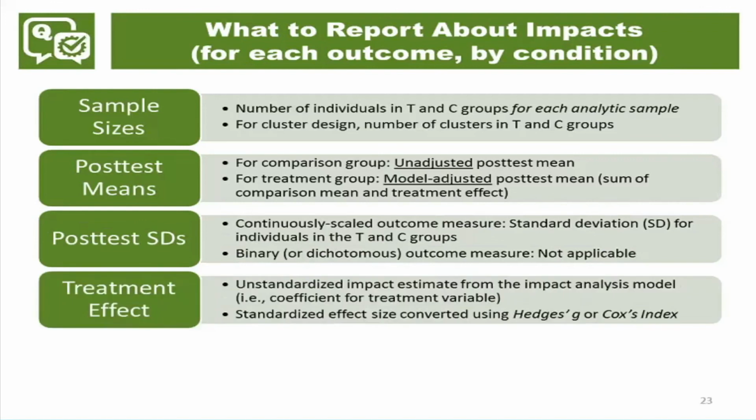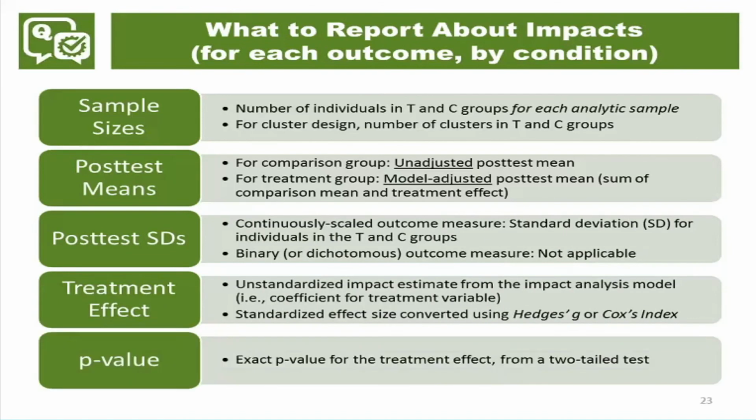In addition, you should report the treatment effect, which is the treatment comparison difference in means at post-test. The unstandardized treatment effect, or the impact estimate, is the coefficient from the treatment variable in the impact model. And you should also report the exact p-value for the test of the treatment effect from a two-tailed test. If all of this information is reported, then the standardized effect size can be calculated by the WWC.